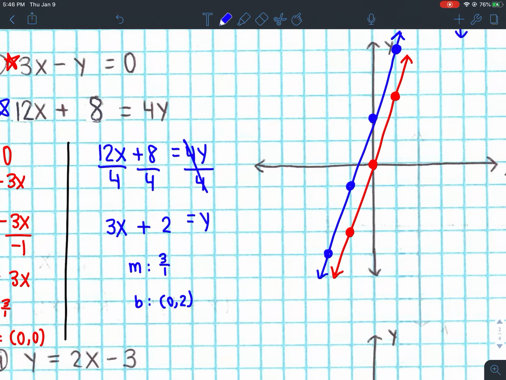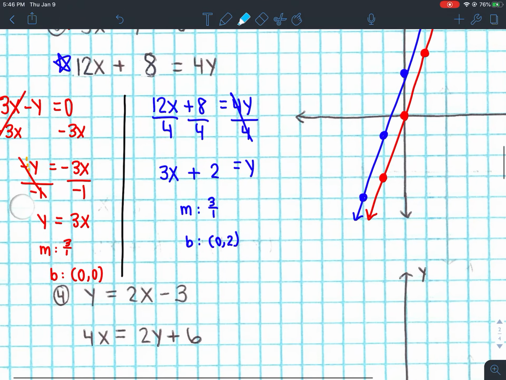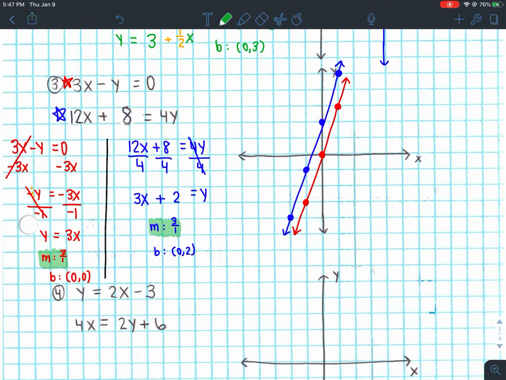Now, it looks like these lines never intersect each other, so I think they're parallel. But how can I double check to see if they are parallel? Well, parallel lines have what kinds of slopes? The same. So let's see if their slopes are the same. I have m equals 3 over 1 and m equals 3 over 1. Are these the same slope? Yes. So they're parallel to each other. Do parallel lines ever cross each other? No. So we have no solution. They're never going to cross.